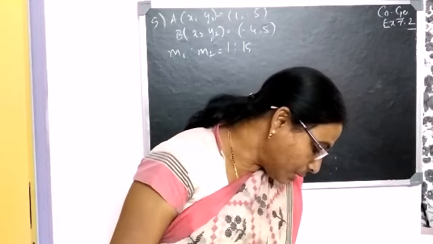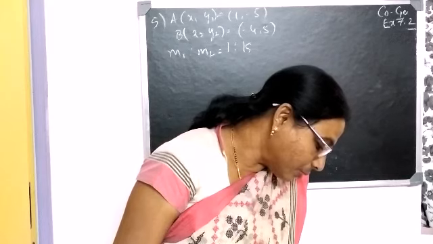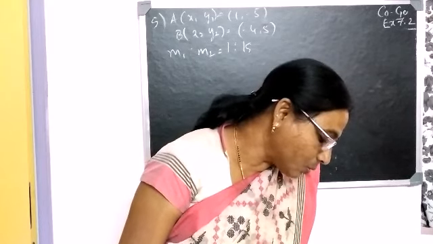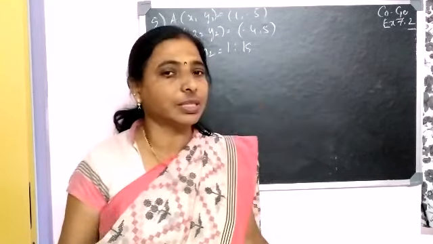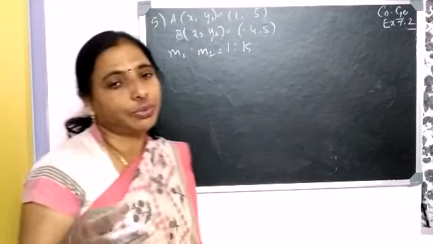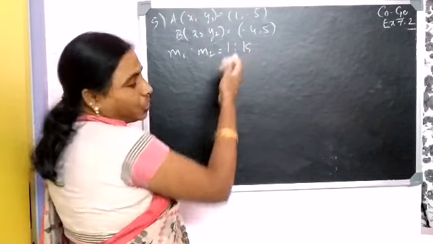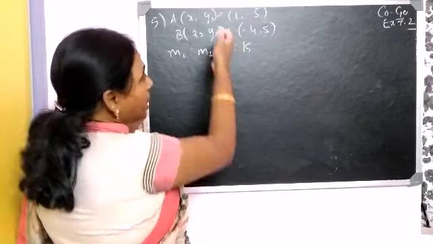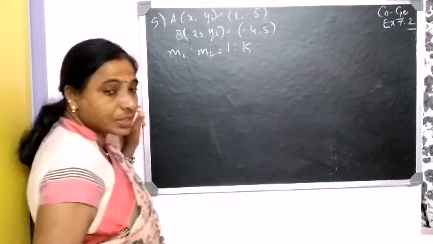Now in this also find the coordinates of the points of division. They are asking you to find the same thing. If you find the value of k, then the ratio is nothing but 1 is to k. You can write it. So let us just check the formula. What is the formula in this?